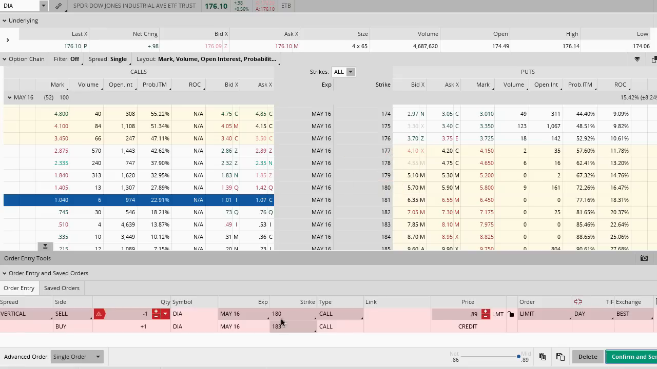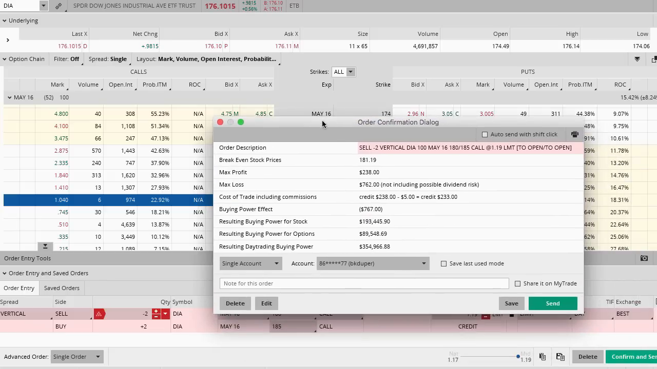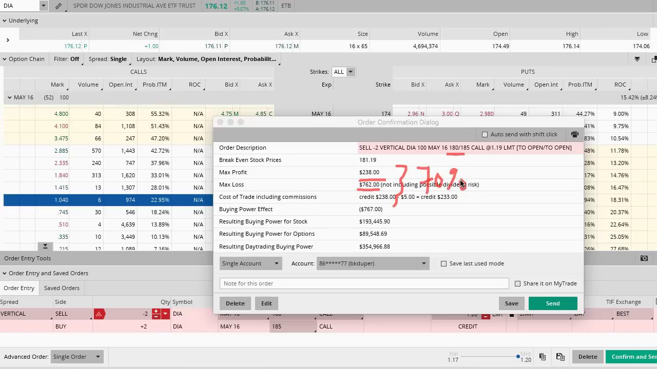Now again, if we wanted to, let's say, increase the number of contracts that we were doing, so we sold 2 contracts, and increase the width of the strikes even further to the 180 to 185, now you can see we take in even more money on this trade. And now when I hit confirm and send here, you can see that our risk profile is a little bit different. Now we make $238 versus $762 of risk. But again, everything that we're doing here, because we kept that same short strike the same at 180, still has a 70% chance of success, okay?